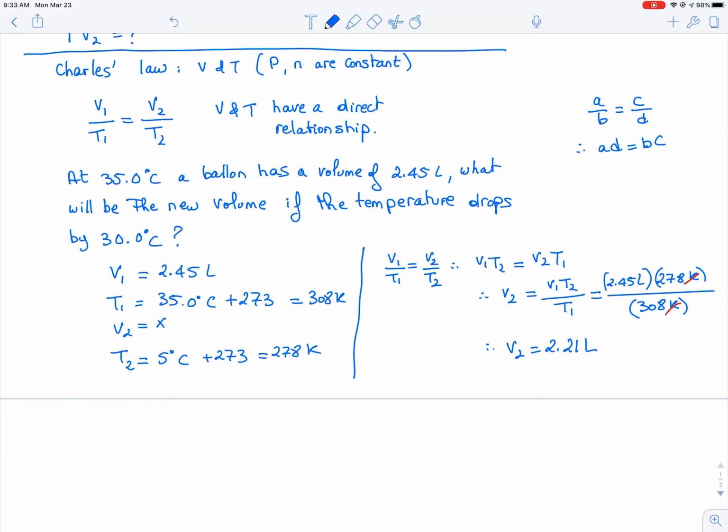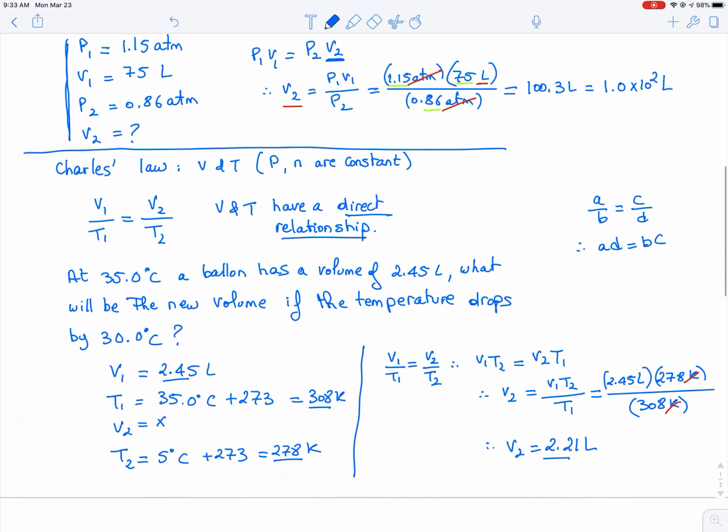Number one is that here it's a direct relationship, right? So because it's a direct relationship, the temperature went down. What happened to the volume? It also went down. The temperature went down from 308 Kelvin to 278, so it went down. The volume went from 2.45 to 2.21, so it makes sense.